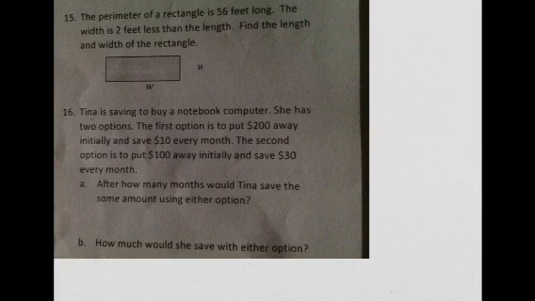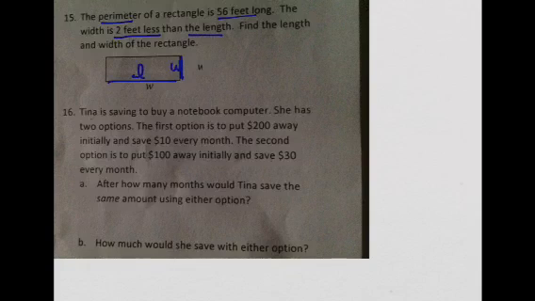Alright, so let's say that here there's something missing on the labeled dimensions on the rectangle. It tells you that the perimeter is 56 feet long. The width is 2 feet less than the length. Okay, so we'll say this is the width right here, and this would be the length. Call this the length. Call this the width.